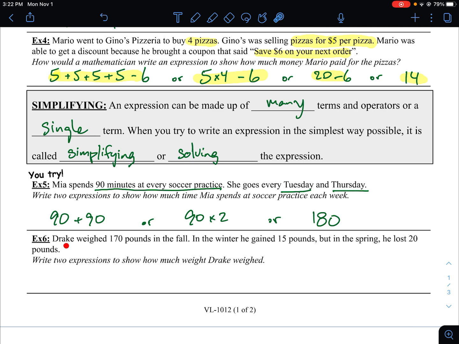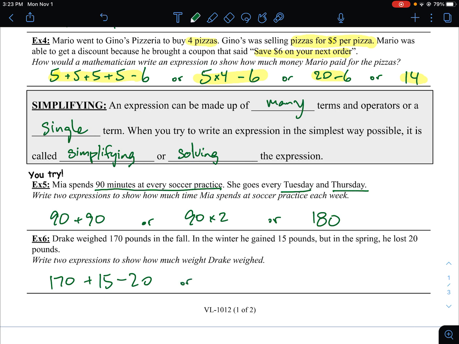All right, example 6, Drake weighed 170 pounds in the fall. In the winter, he gained 15 pounds, but in the spring, he lost 20 pounds. Write 2 expressions to show how much weight Drake weighed. So he starts at 170, and then he gains 15 pounds, so that would be plus 15, but then he loses 20, so that's minus 20.